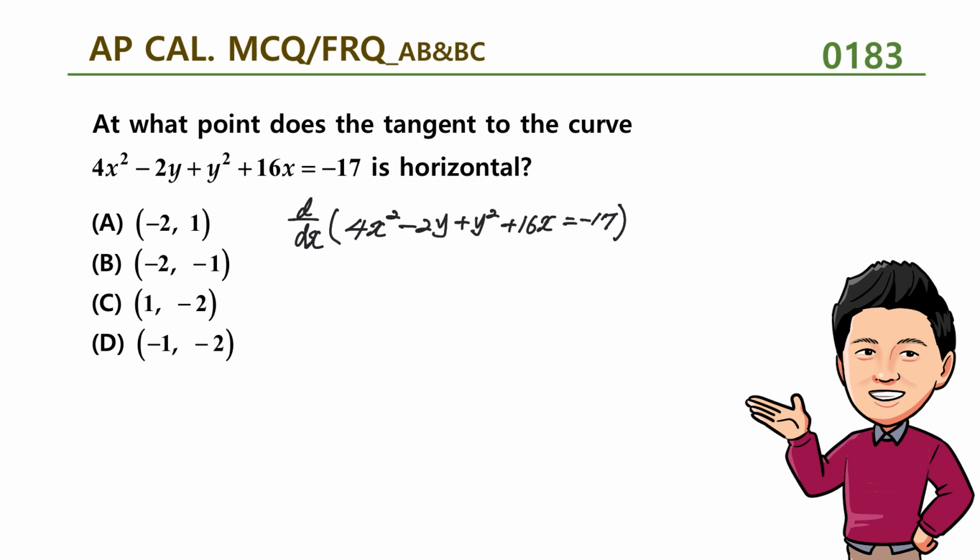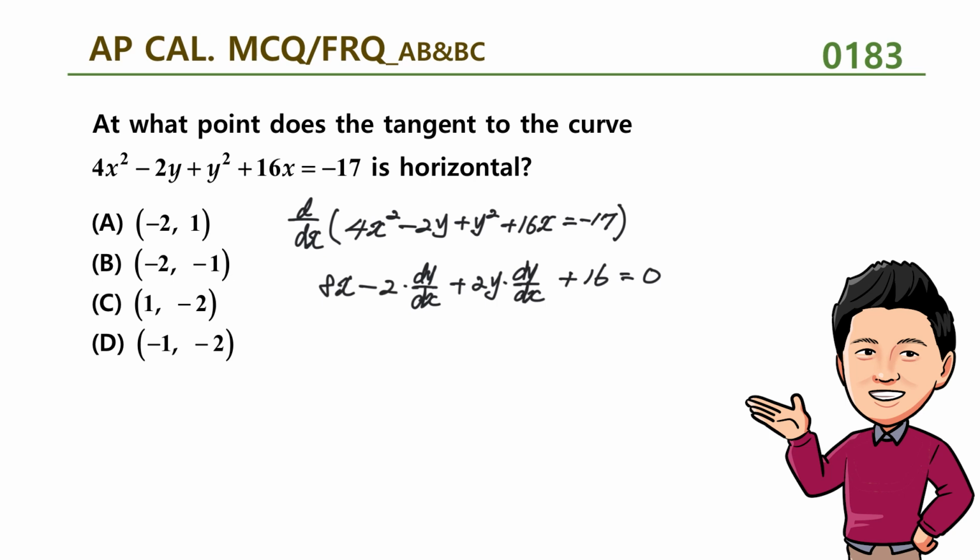So the derivative of 4x squared is 8x, minus 2y, that's 2 times dy over dx, plus y squared, that's 2y times the derivative of y, dy dx, plus 16 is equal to 0, right? The derivative of a constant is 0. Okay, so here is our slope.